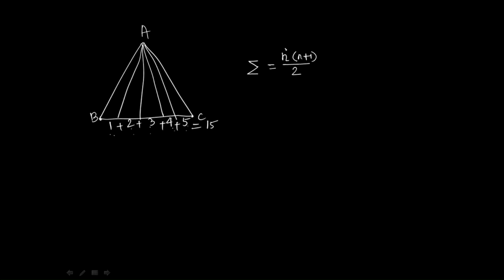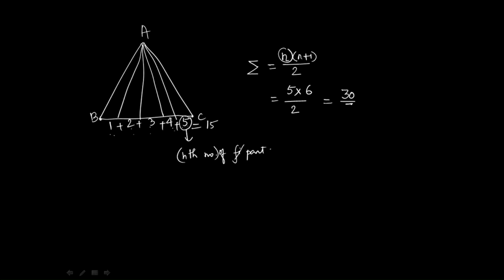There, n is the most number of figures, the nth number of figure, figure or part, whatever you say. N is the largest one, 5. So following the same summation, it will be 5 into 5 plus 1, that is 6, by 2, which means 30 upon 2.